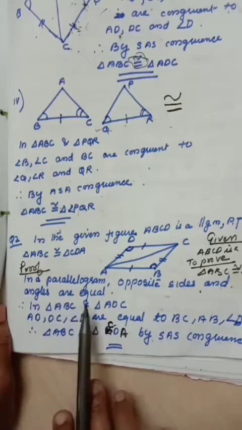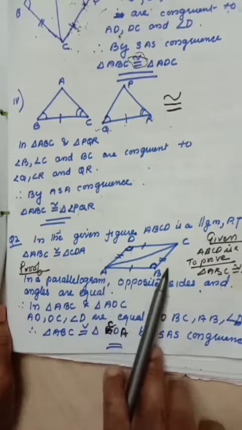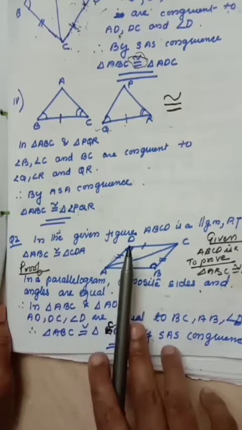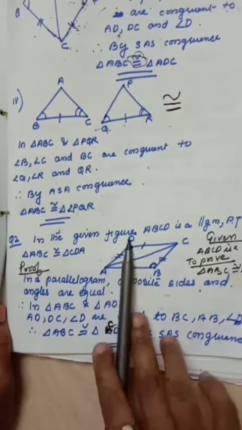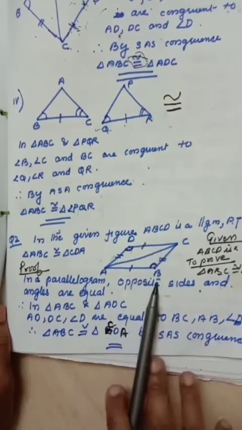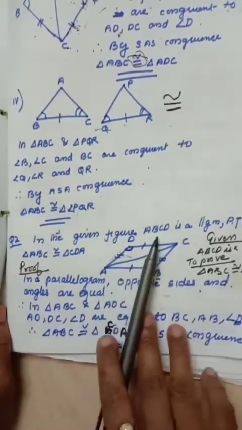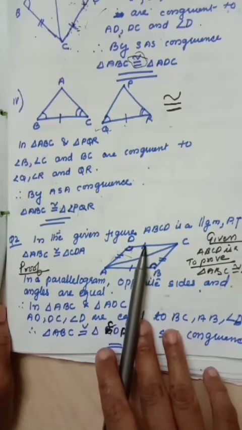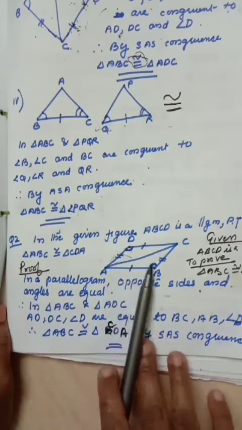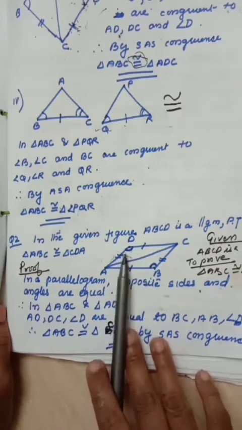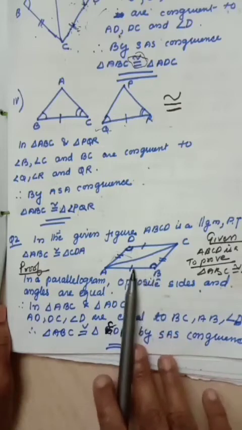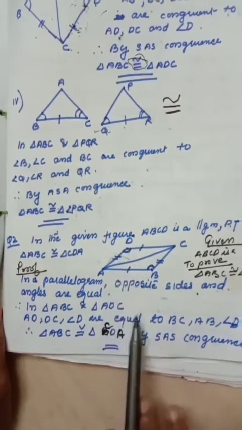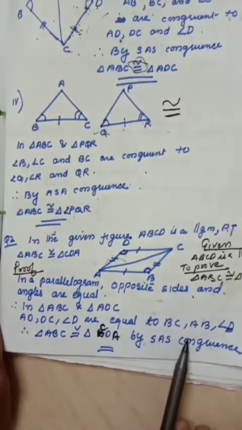So in triangle ABC and triangle ADC, see, AB equal to DC, AD equal to BC. Opposite sides are equal. See, these two sides are equal. These two sides are equal. Opposite angles are also equal. By SAS congruence, you can say these two triangles are congruent. See, two sides and included angle. Here also two sides and included angle equal. So, by SAS criteria, these two triangles are congruent.